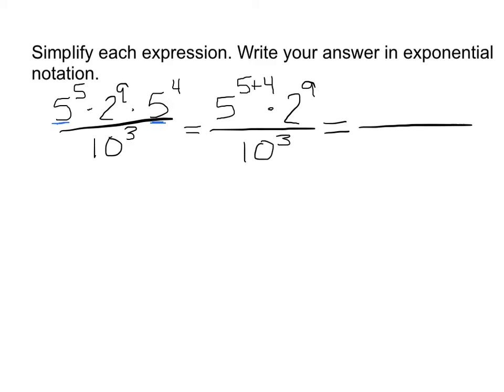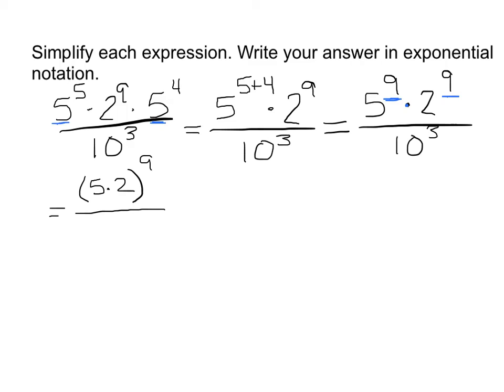We can simplify this. So 5 raised to the 5 plus 4 gives me 5 to the 9th, times 2 to the 9th, over 10 to the 3rd. I see that I have these common exponents. When I see exponents that are the same and I'm multiplying, I'm going to use my power of a product property. So I can simplify my numerator to 5 times 2 raised to the 9th, over 10 to the 3rd. 5 times 2 is 10, so my numerator becomes 10 to the 9th, divided by 10 to the 3rd.